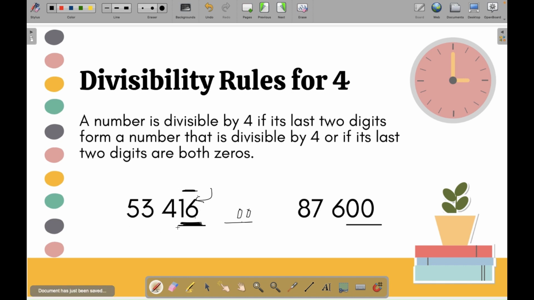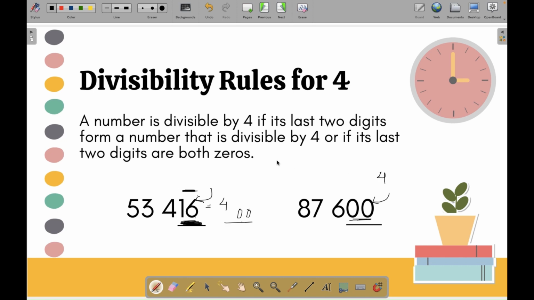Instead of dividing this entire thing by 4, we just have to check whether this 2-digit number is divisible by 4, or say whether 16 is divisible by 4, right? Since 16 is divisible by 4, 4 is a factor of this number. Similarly, for this number, the last two digits are 0, so that is why this is also a multiple of 4, or 4 is a factor of this number.